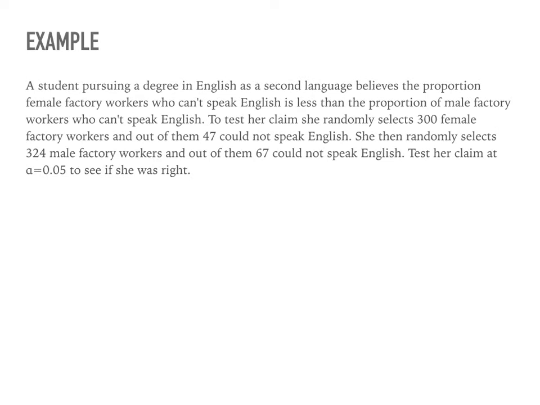A student pursuing a degree in English as a second language believes the proportion of female factory workers who can't speak English is less than the proportion of male factory workers who can't speak English. To test her claim, she randomly selects 300 female factory workers, and out of them, 47 could not speak English. She then randomly selects 324 male factory workers, and out of them, 67 could not speak English. Test her claim at alpha equals 0.05 to see if she was right.